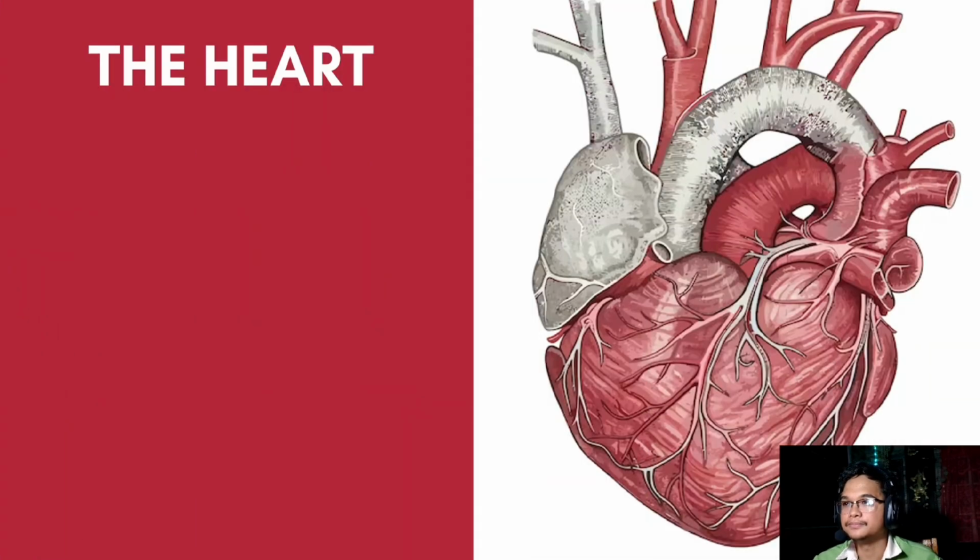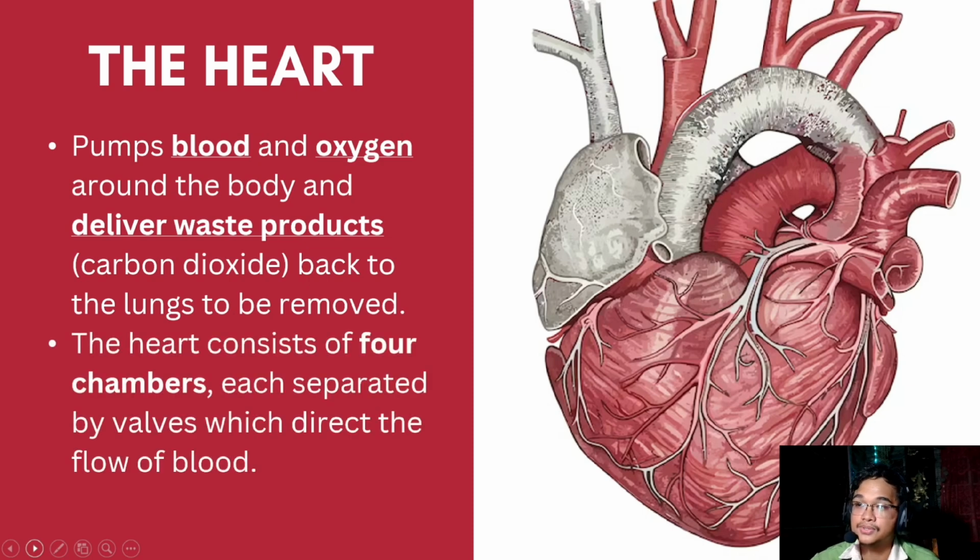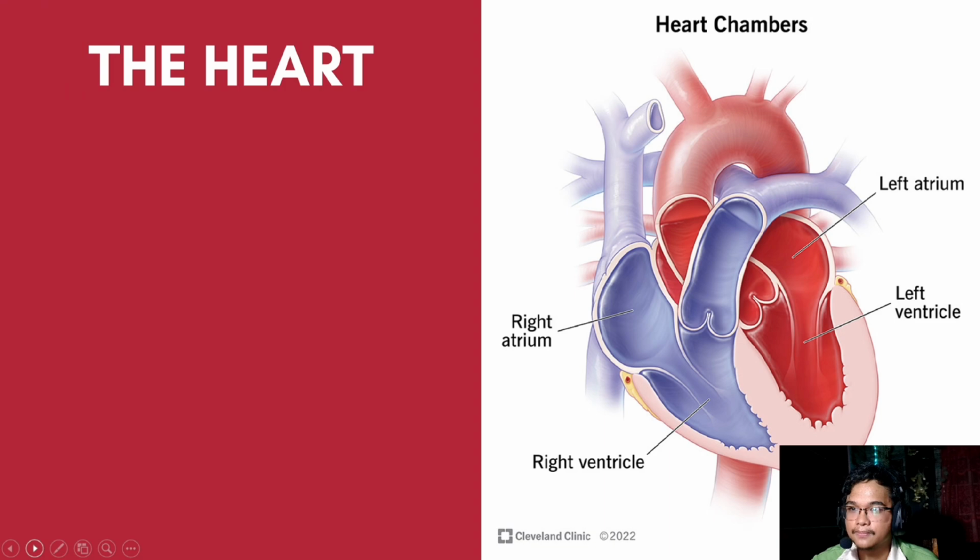So the heart pumps blood and oxygen around the body and delivers waste products like carbon dioxide back to the lungs to be removed. The heart consists of 4 chambers, and each is separated by valves which direct the flow of blood. So we'll delve further into the 4 chambers, the parts of the heart.